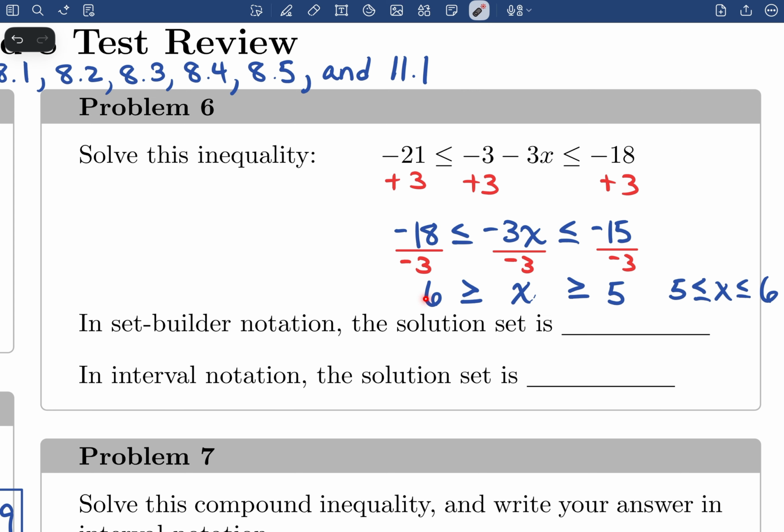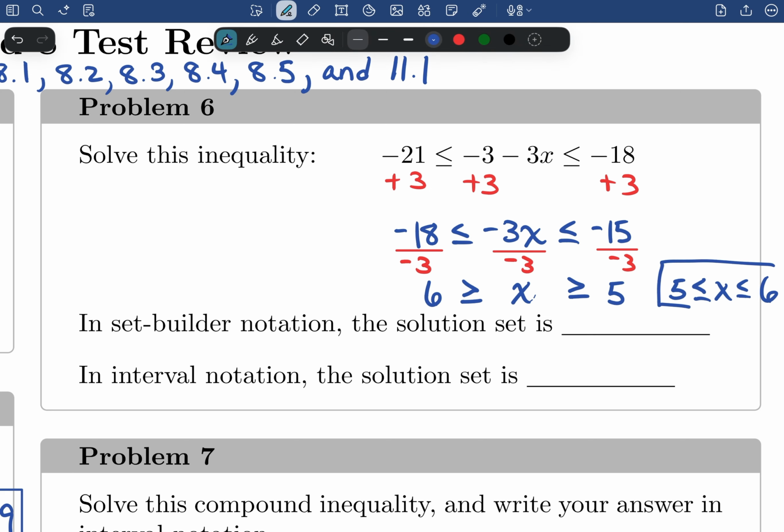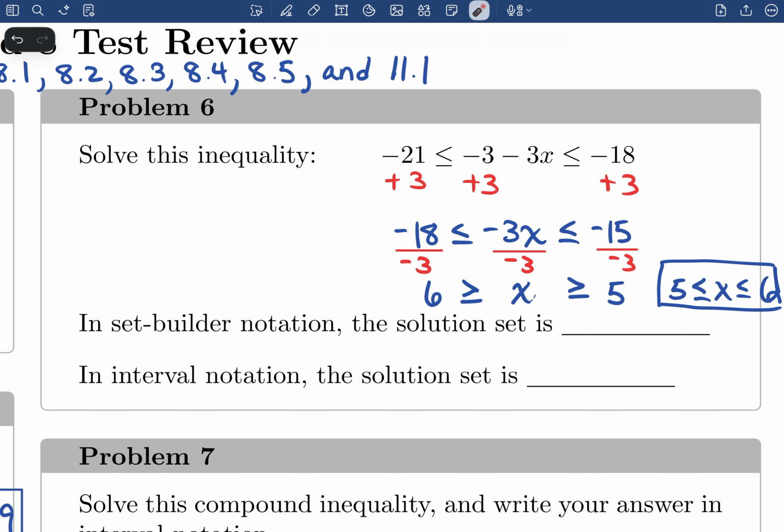So what I did was I put my upper bound on the right and my lower bound on the left, and I switched my inequality symbols so it looked beautiful. This is a great look. There we go. Now I'm going to write my solution in set builder notation.